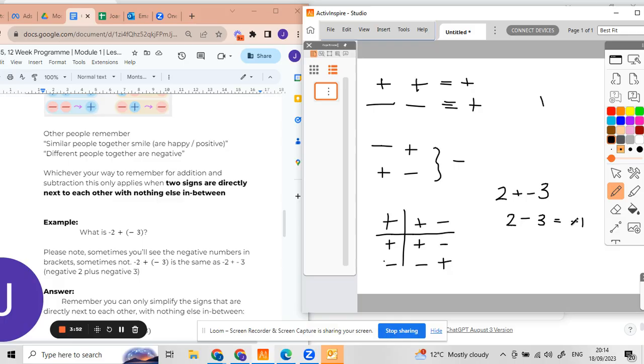Okay. Just a quick point to note here as well. Sometimes you'll see the negative number in a bracket like that. So that's still the same as 2 add -3. It means exactly the same.